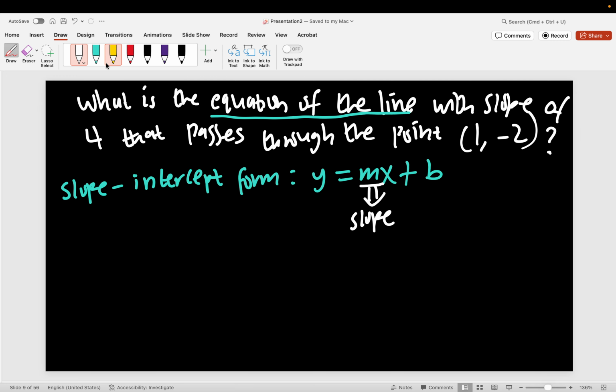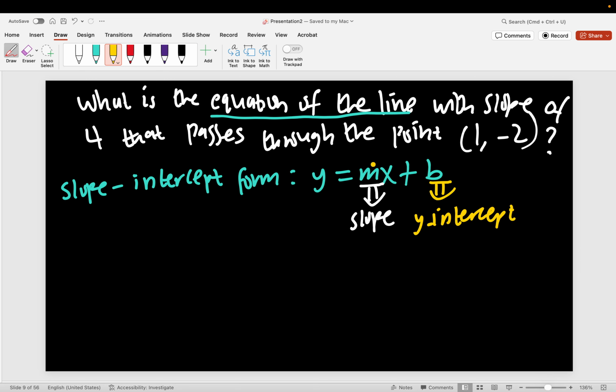What do you think b stands for? Yes, if you guessed it, it stands for intercept. But which intercept? Because we have two intercepts. Sometimes I feel like Dora, because I'm asking questions and then no one is answering. Okay, so then for the intercept, which intercept is this? Because we have two intercepts. We have the y-intercept and we have the x-intercept. B represents the y-intercept.